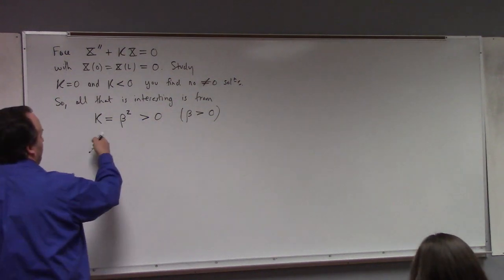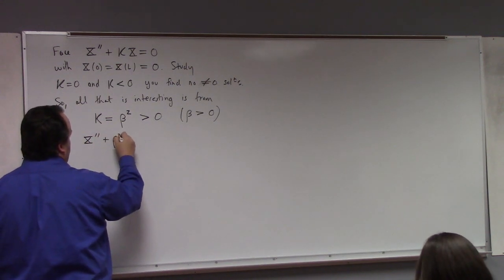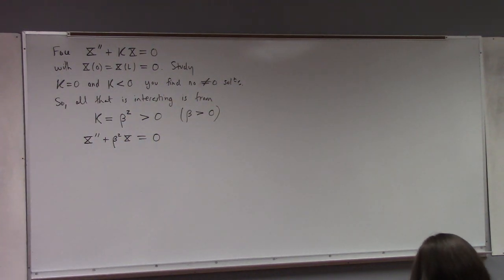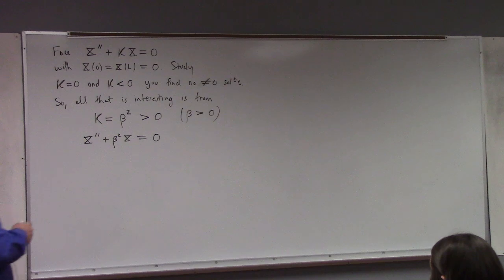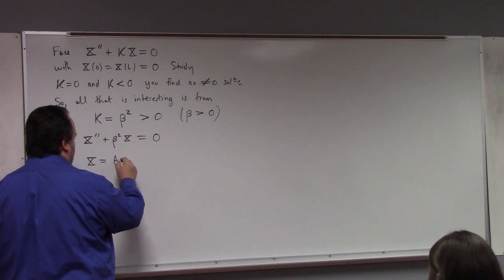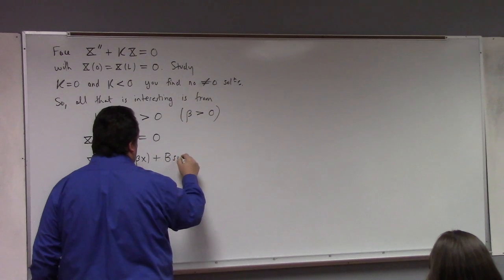If that's the differential equation we're solving, you know how to solve it, right? X prime prime plus beta squared x equals 0. What is the solution to this? What is the characteristic equation? It's lambda squared plus beta squared equals 0. So the solutions are lambda equals plus or minus i beta, right? So the solution has the form x equals a cosine beta x plus b sine beta x.